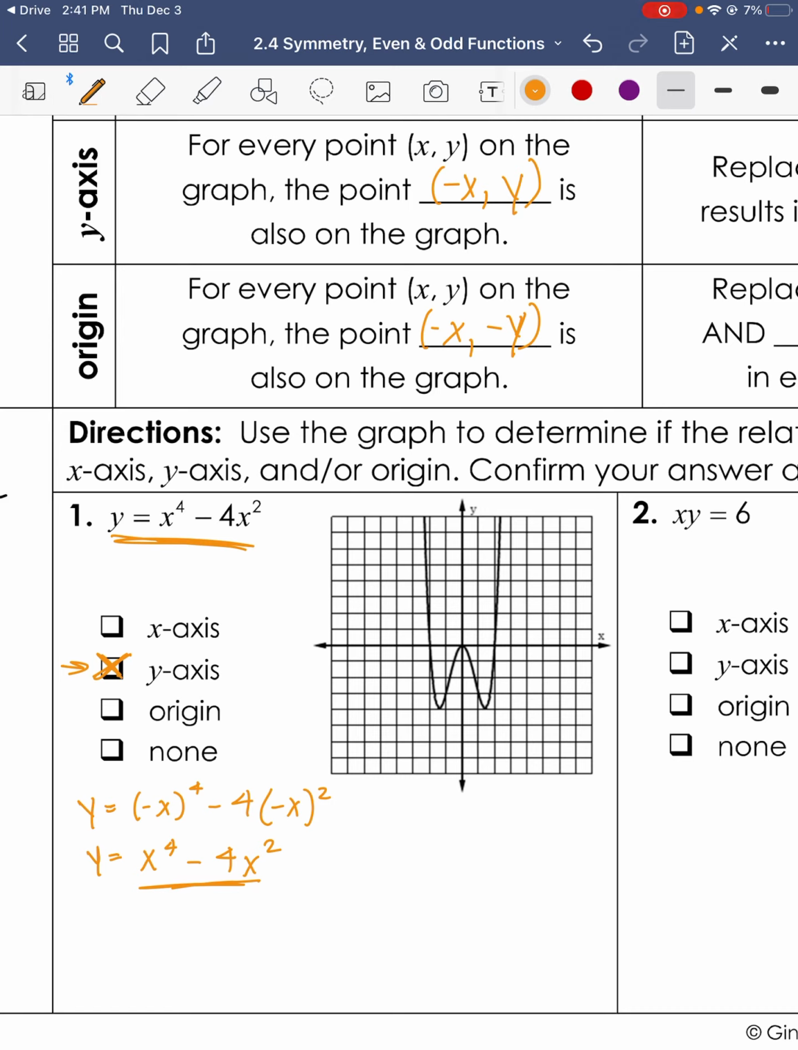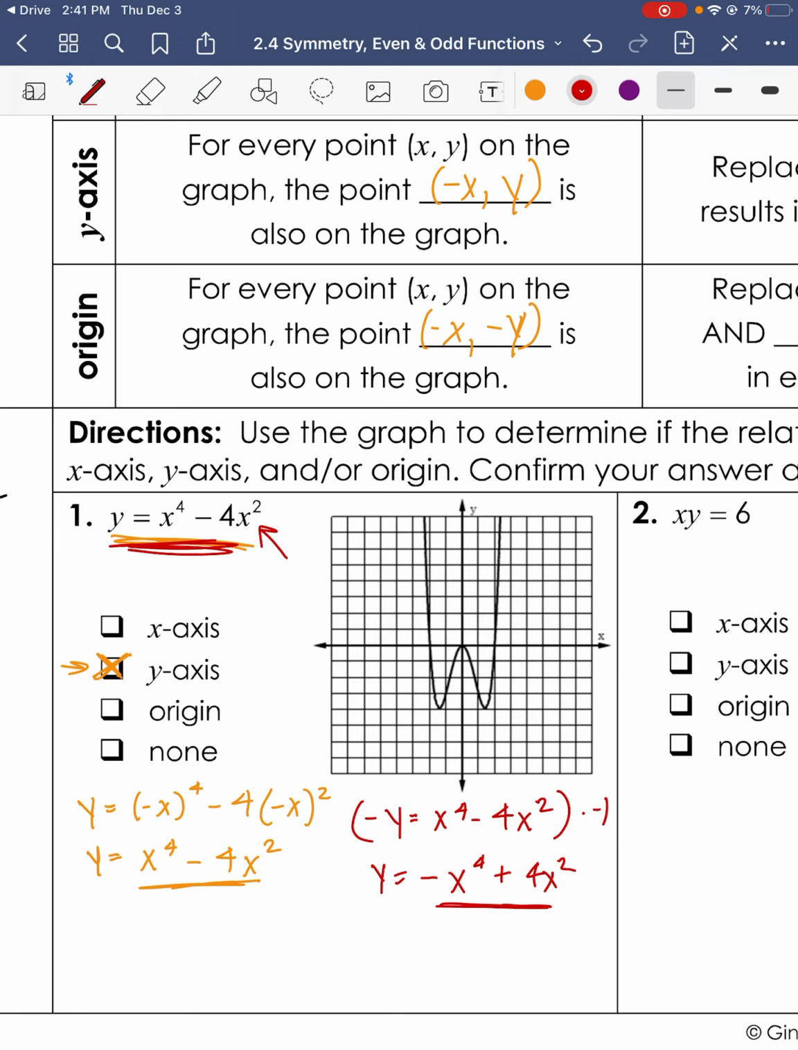Okay, and then let's test symmetry about the x-axis. That's when we switch to negative y. So we have negative y is equal to x to the fourth minus 4x squared. So we want to see, is this equation equal to our original equation? Our original equation is y equals, so we'll multiply both sides by negative 1 so that we can get y equals again. And then we'll get negative x to the fourth plus 4x squared. So this is not equal to what we started with. So we do not have symmetry about the x-axis.